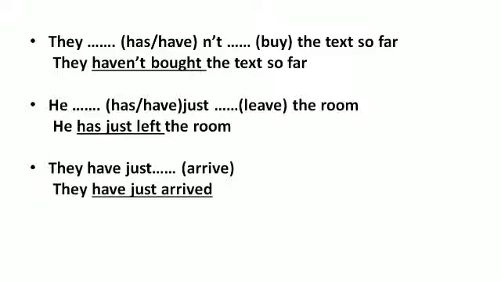We have to use the correct form of the auxiliary from that bracket. He just dash leave the room. He is the third person singular subject, so has should be there. He has just left, leave becomes left. He has just left the room.